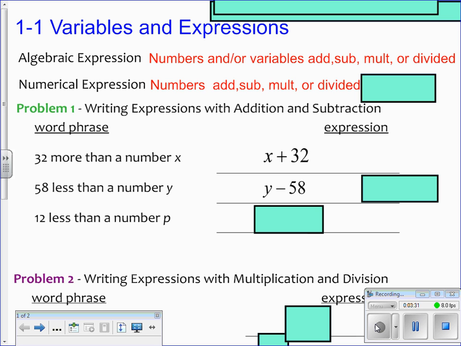And then if you have 58 less than the number y, you can obviously get 12 less than the number p. Same concept. p minus 12. Are those last two the same if you reverse them? Is p minus 12 and 12 minus p the same thing? No. Order matters in subtraction. 2 minus 3 and 3 minus 2 are not the same thing. So subtraction order matters. Are you with me so far?